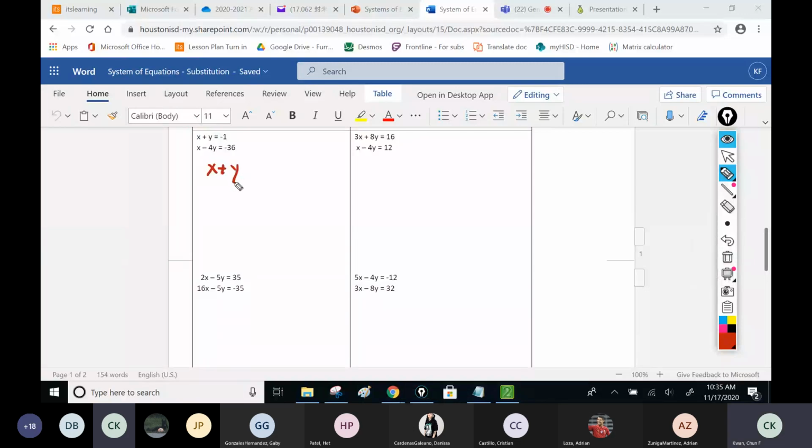So x plus y equals -1. And then minus y on the left, minus y on the right. So x equals -1 minus y. And since we solved for x, we're going to take this and put it right here in the other equation, replace the x, all right? Replace x with -1 minus y.